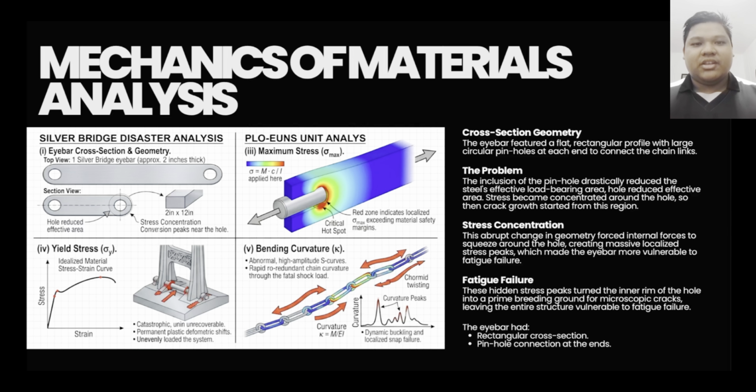Now I will be presenting the mechanic material analysis of the Silver Bridge collapse. Specifically, I will focus on the cross-sectional geometry of the I-bar, the concept of stress concentration, and how this factor contributed to the eventual failure of the bridge.